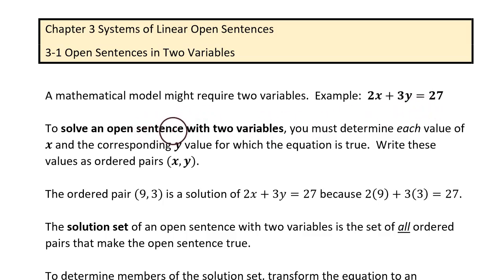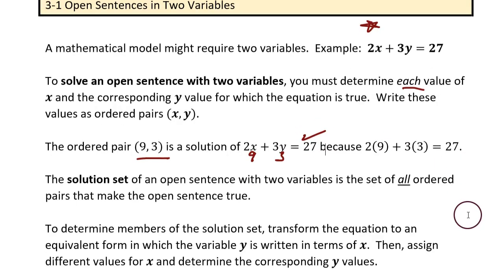To solve an open sentence with two variables, you must determine each value of x and the corresponding y value for which the equation is true, and write those values as ordered pairs. In our example, that would mean figuring out all numbers that work for x and y so that when you substitute them in, the left side turns out to be 27. One possibility is 9, 3. It's a solution to the open sentence because when you put a 9 for x and a 3 in for y, 2 times 9 is 18, 3 times 3 is 9, and 18 plus 9 is 27.